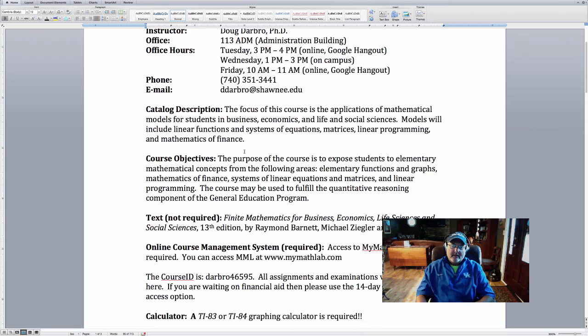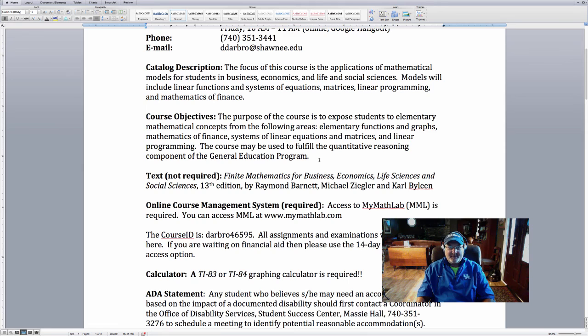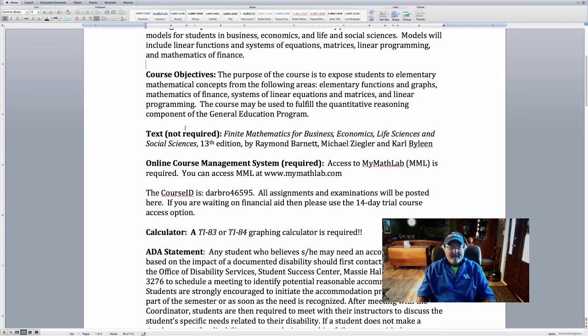So, guys, course objectives. I'm not going to read all this to you because you're capable of reading. But one thing to keep in mind is this course satisfies the quantitative reasoning component of the GEP. Guys, the text is not required. Don't go out and buy the physical text. I think I have it here someplace. It must be back in my office, but I don't have it. So the physical textbook is not required.